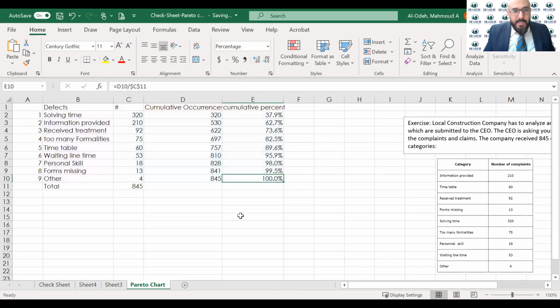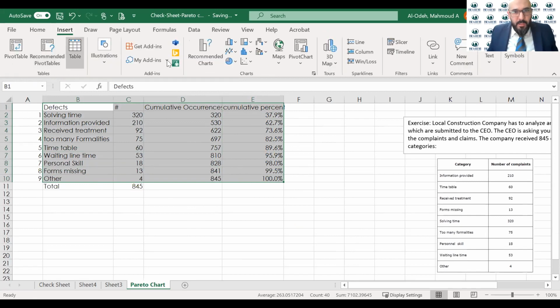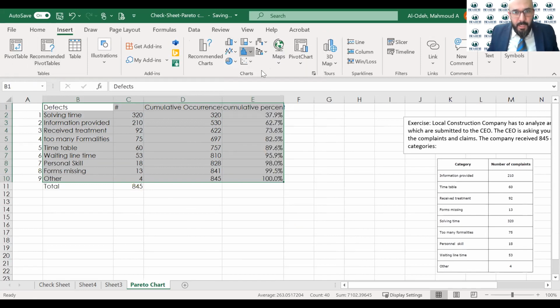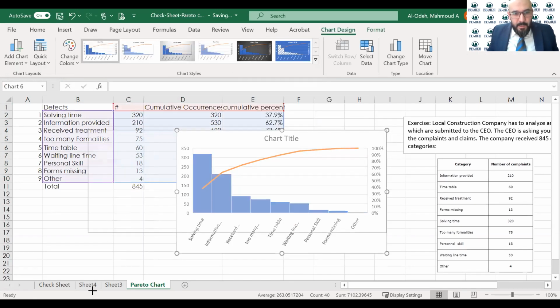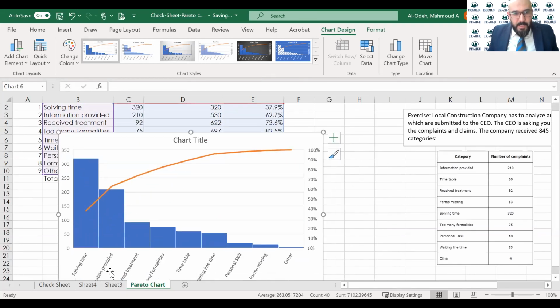All I need to do is develop the chart. I deleted the chart so I could show you exactly what you need to do. Go to insert, go to the chart type, and we are going to use this one here, which is basically the Pareto chart that exists in Excel. I've selected that, click OK. I'm going to make it a little bit bigger, and now it's done.